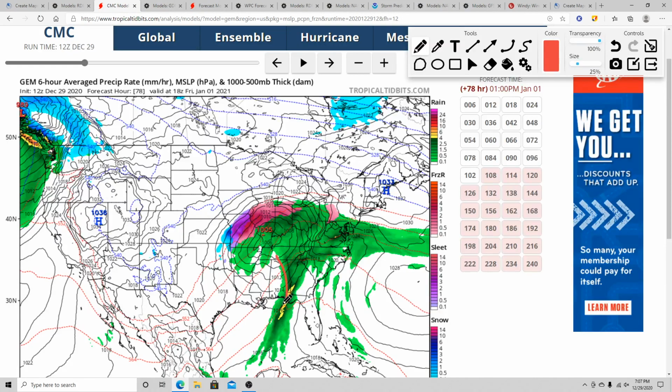Although severe weather will be the secondary main concern here. As you can see, your supercells or a squall line of thunderstorms along the weak cold front will be advancing eastward as well.